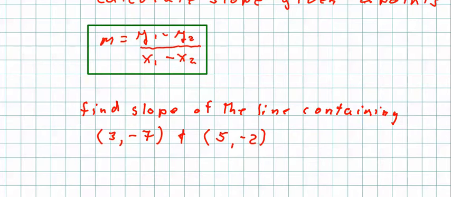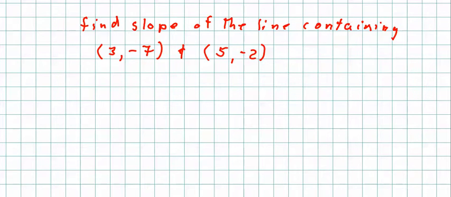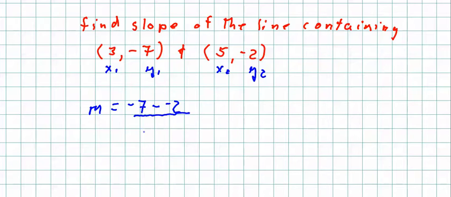Now, when you do this, you need to remember which coordinate is which. So we'll call this x1, we'll call this y1, we'll call this x2, and we'll call this y2. So slope equals y1 minus y2, -7 minus -2, over x1 minus x2, 3 minus 5.